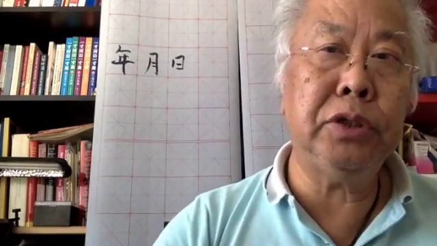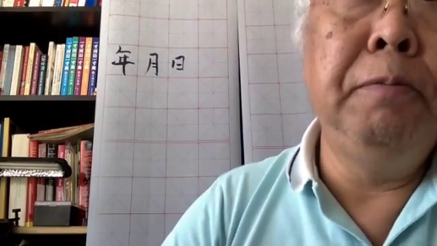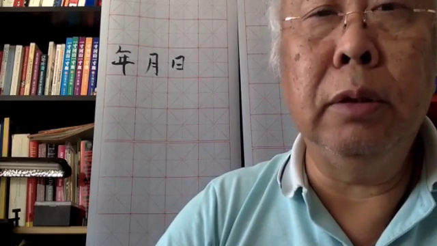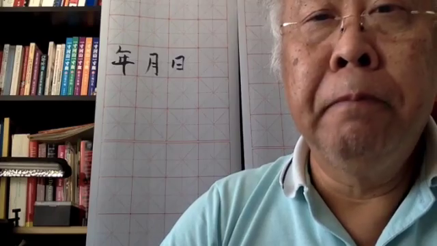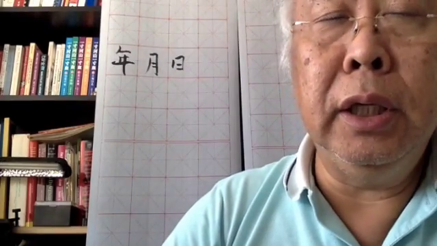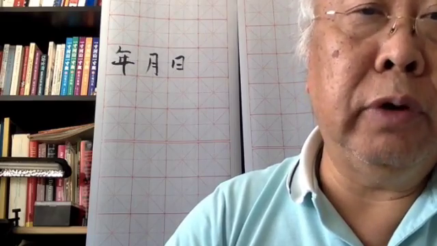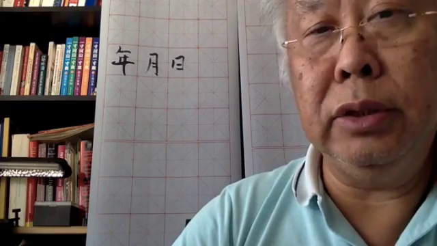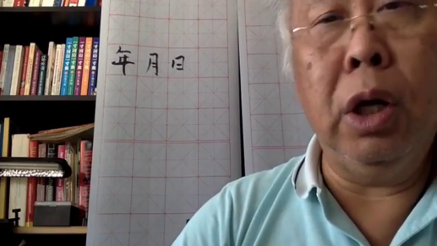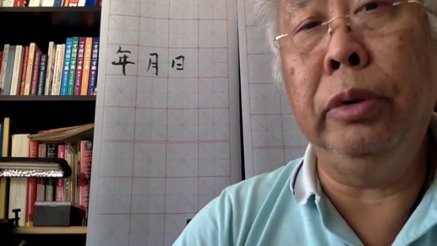So there are three words. Each word represents one concept. The first one represents the year, the second one the month, and the last one the day. You look at it, the word for year looks very much like the word for five, except there's a slash before it and the middle line is extended much lower. The second word for month is actually the word for the moon.